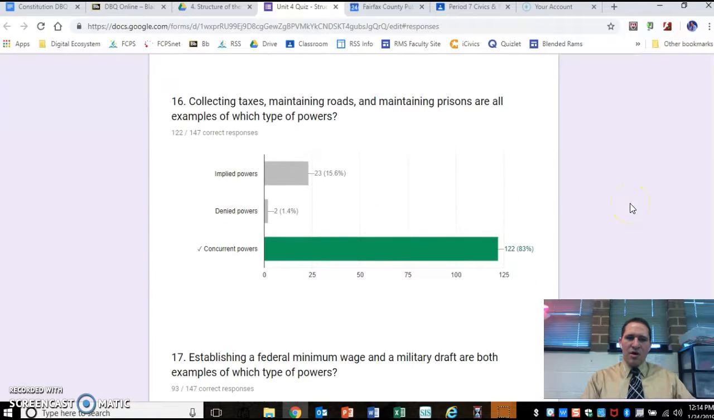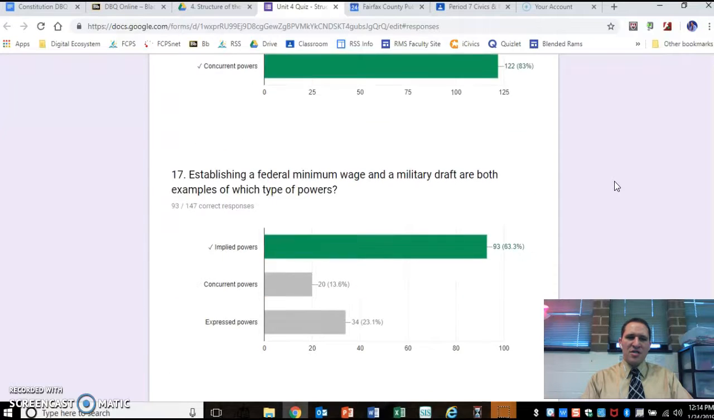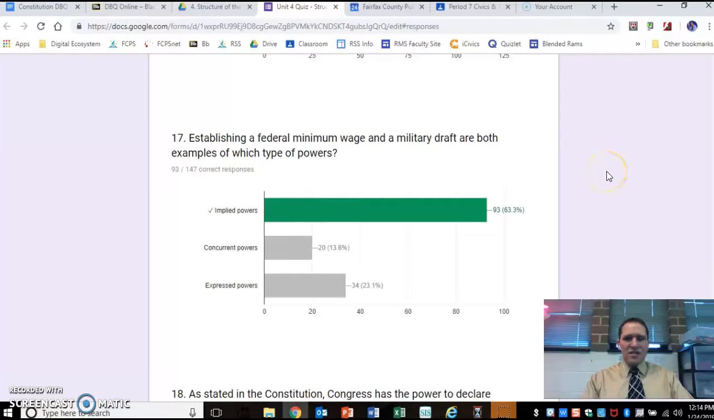All right, a couple more. Concurrent powers for number 16. All three of these things are concurrent powers. 17, some of you struggled with this one, getting confused with federal minimum wage. We never had hourly wages when the Constitution was written. We never had a military draft. It was all volunteer. We didn't need it. When they needed these things in the future, they have implied powers, the elastic clause, the necessary and proper clause that allows Congress to stretch its powers, right? Elastic stretches. Okay.